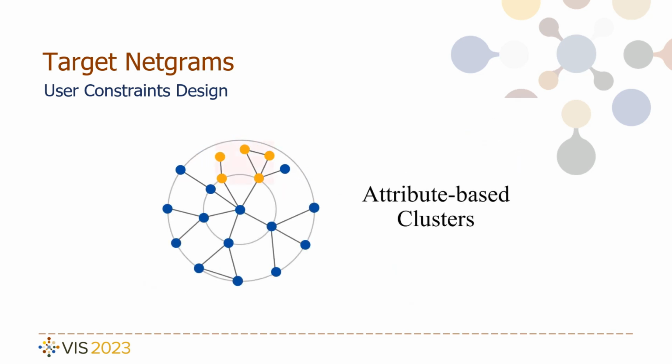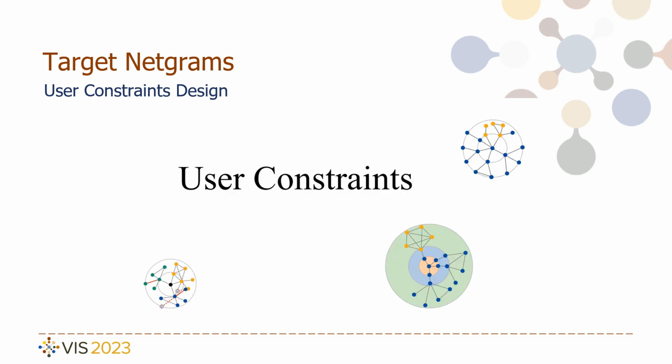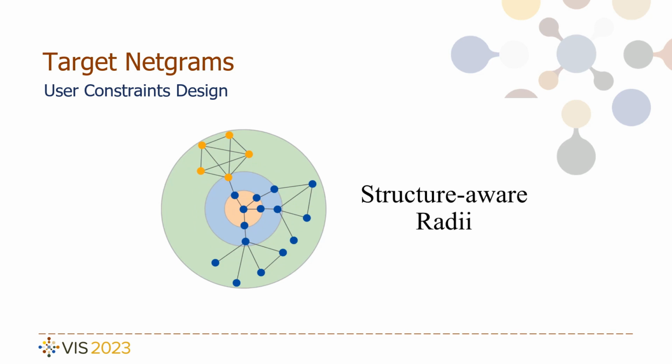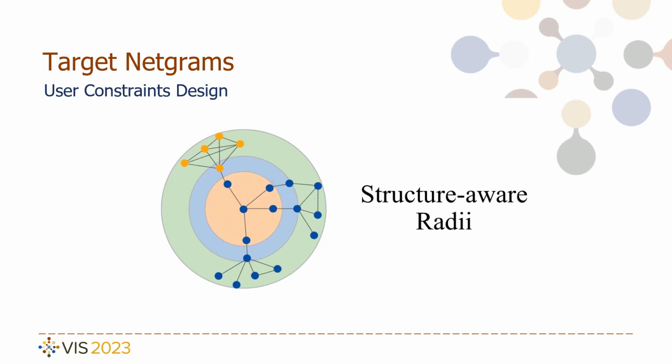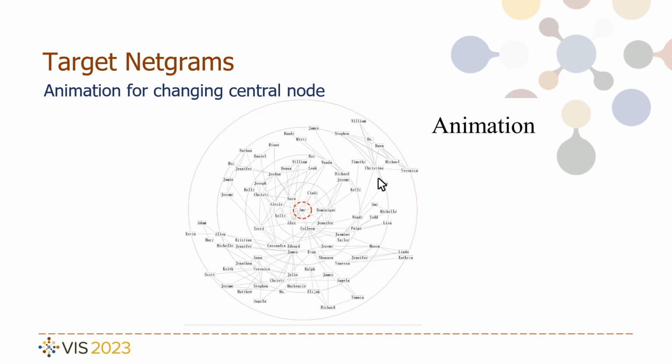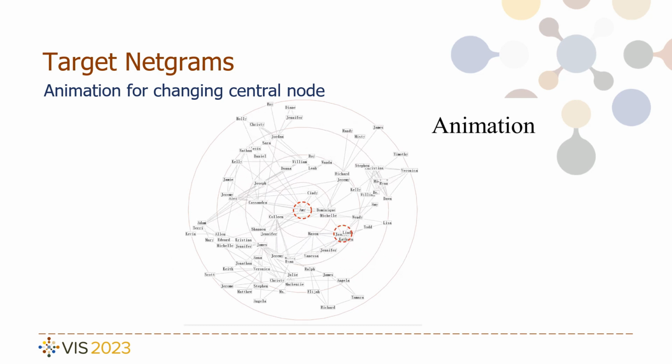Attribute-based clusters allow users to select and group nodes according to their node attributes. Structure-aware radii create the necessary space for flexible interaction that is needed when exploring graph structures. Users can further magnify interesting levels and attach attribute-based statistical charts to the nodes. When a new center is selected, a two-stage animation with uniform node velocity is performed to allow viewers to follow the transition easily.